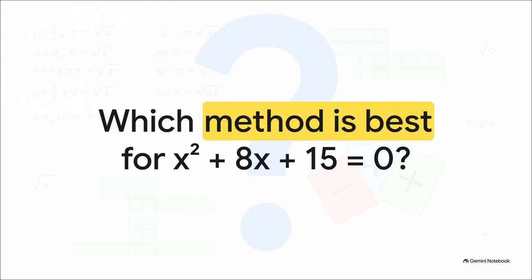We've covered a ton of ground today, and now it's time to look at the big picture and challenge your newfound decision-making skills. Consider the equation x squared plus 8x plus 15 equals 0. Would you choose to solve this by completing the square or using the quadratic formula? And exactly why does that algebraic choice make the most sense for you?